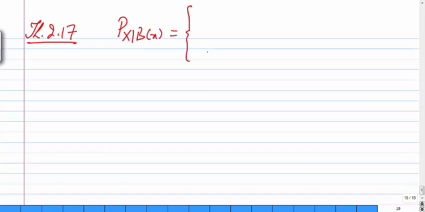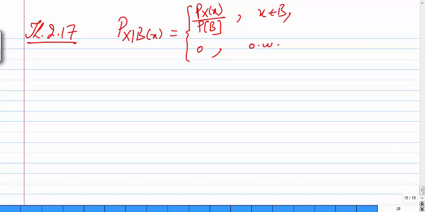Now let's look at Theorem 2.17, and the theorem says that the conditional PMF can be written as follows: if we know the PMF, we divide by the probability of B, for all x belonging to B. So this gives us the conditional behavior, and this will make our life easier.